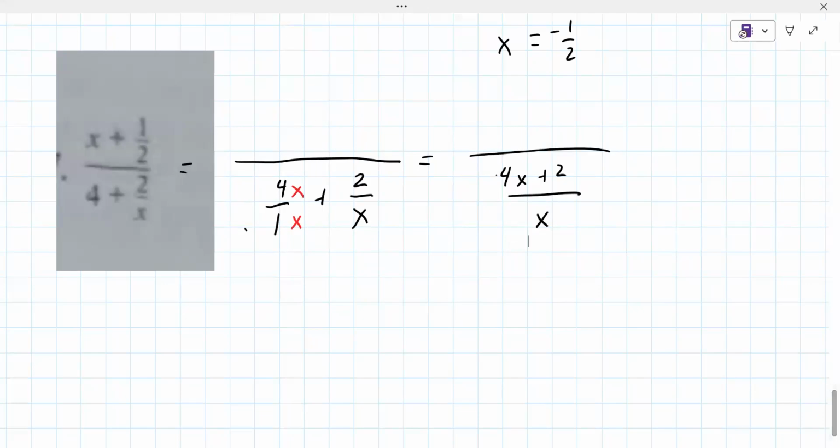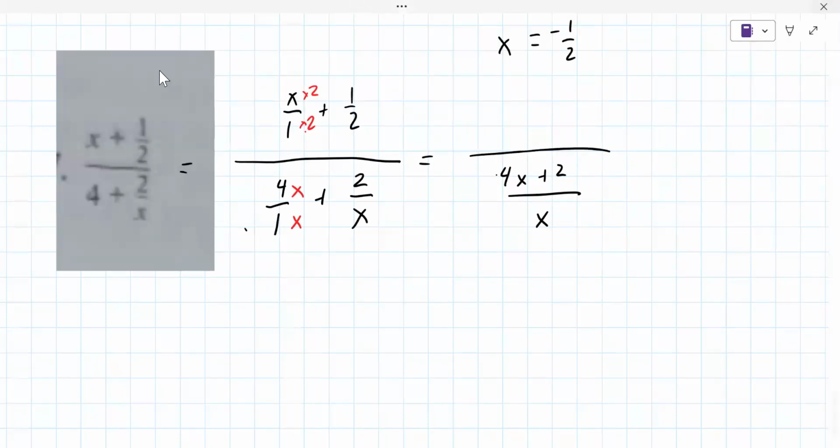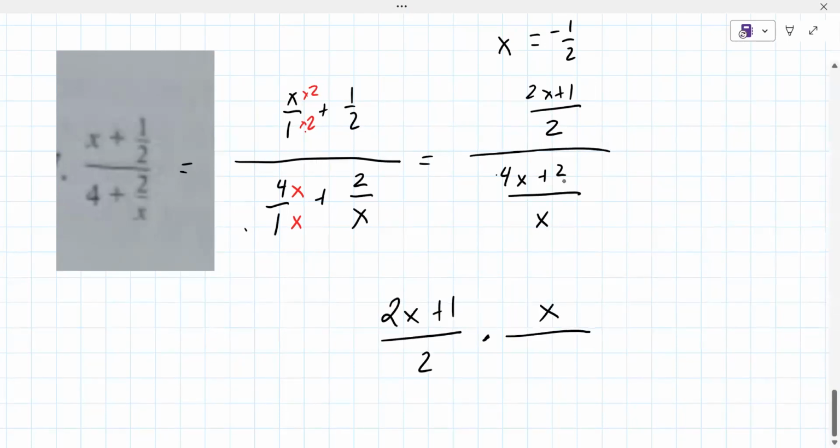And then you have x plus 1/2. We do the same thing: x over 1 plus 1/2. We multiply the top and bottom by 2, so that becomes 2x plus 1 over 2. Now this is much like the previous problem, where you're dividing by a fraction. So you rewrite it like this, and that's where I want you to get caught up to. Let me know when you get caught up to this step here.